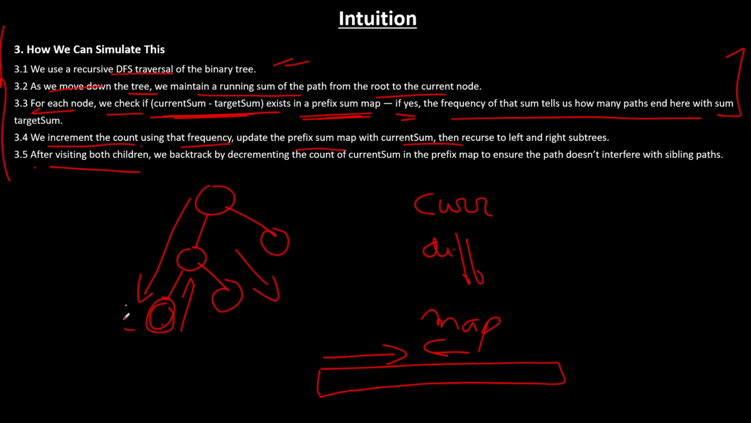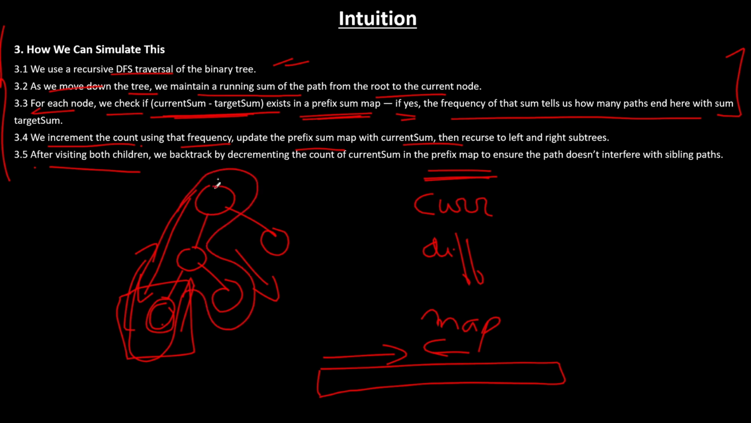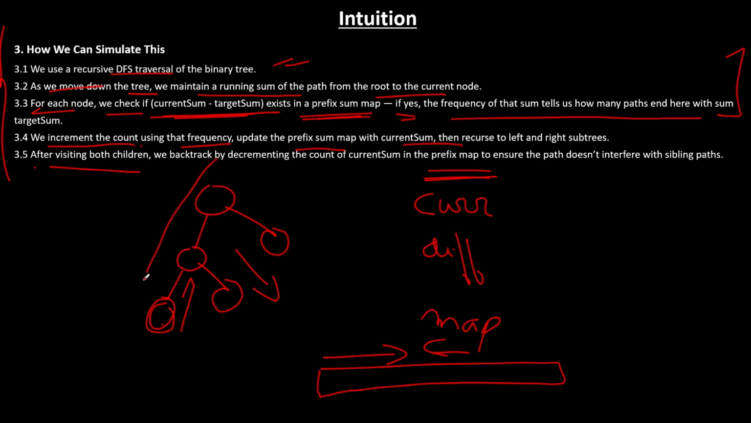So when you move back, you have to remove this sum value from the prefix map. Otherwise, this complete map will be calculated as some vague path. Since this is a different path, we will calculate this, and when we come back, this path sum will be deducted, and this will become a new path. This is the thing which we will be doing.